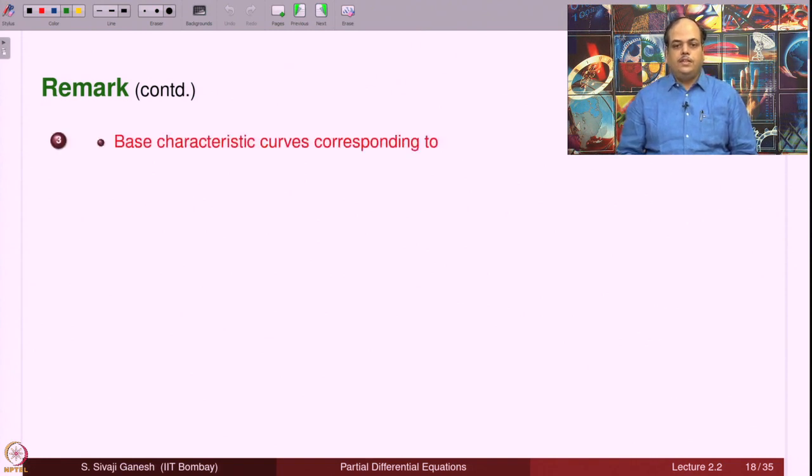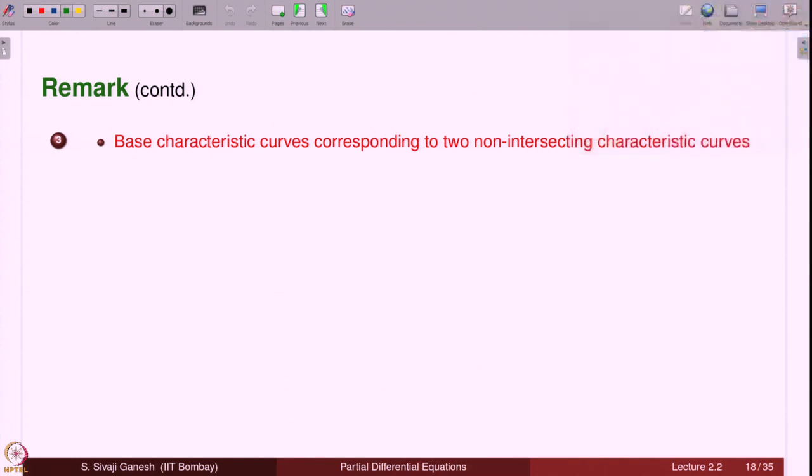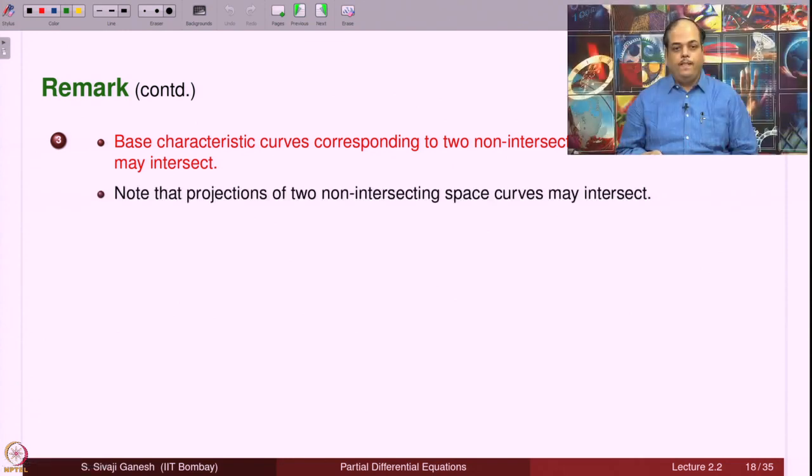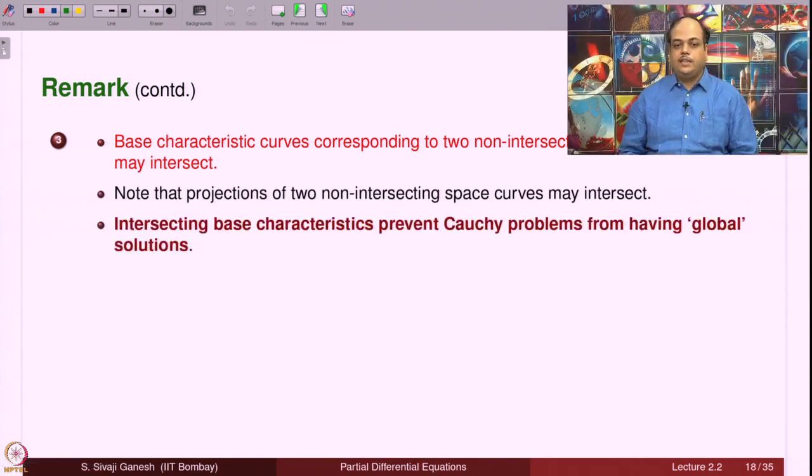Base characteristic curves corresponding to two non-intersecting characteristic curves may intersect. This can happen. Characteristic curves do not, but their projections can intersect. Intersecting base characteristic curves prevent Cauchy problems from having global solutions. We will discuss them further, but this is a fundamental obstacle.